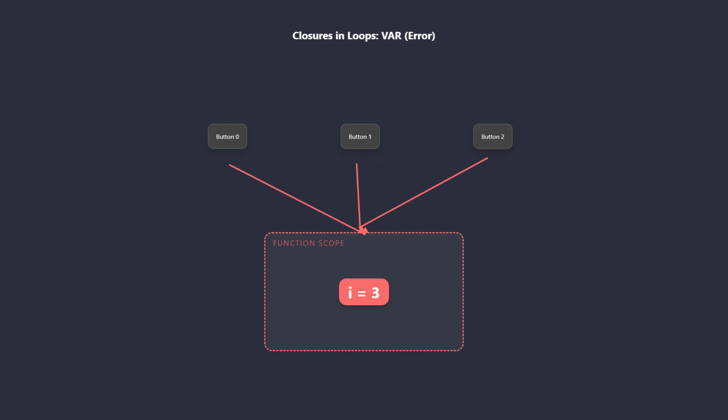Closures are implicitly created when assigning event handlers inside loops. Using the var keyword often causes the stale variable problem. Demonstrate a loop using var to attach click handlers to 3 elements. When clicked, all handlers reference the final value of the loop index. This happens because var is function scoped, not block scoped.